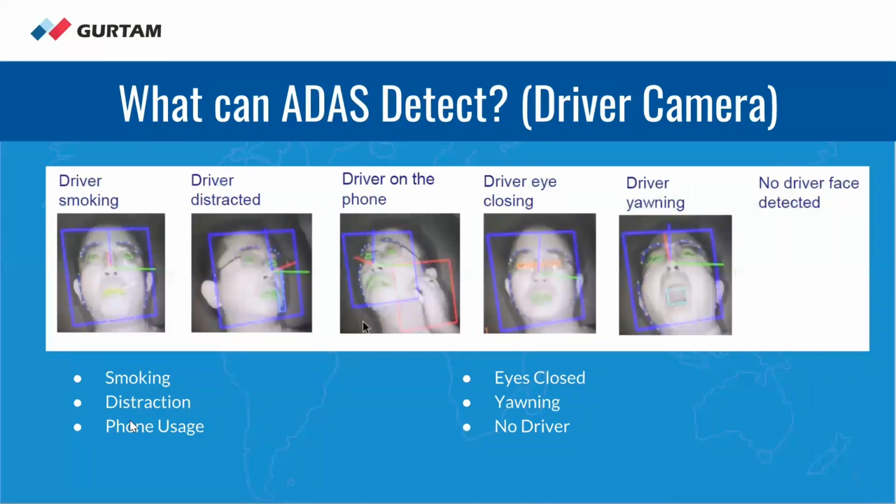And the driver-facing camera, what does it detect? It detects driver smoking, driver distracted, driver speaking on the phone, eyes closed, and yawning. And the worst of all is driver not detected, which is a very serious violation.